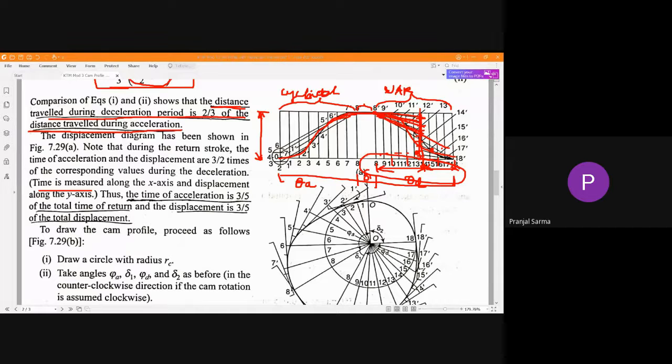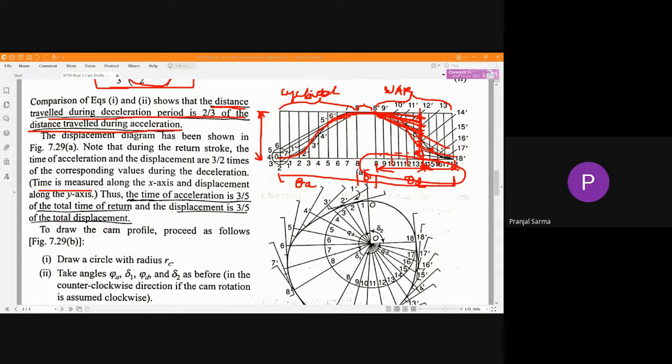Okay, so now the first part is over. That means we have properly drawn the displacement diagram for this particular case. Next, we just have to draw the cam profile, and for that, initially we need the base circle. The base circle value, the minimum circle radius, is already given. This is a flat face follower, not a roller follower, so the contact point or trace point will be directly at the face of the follower itself.